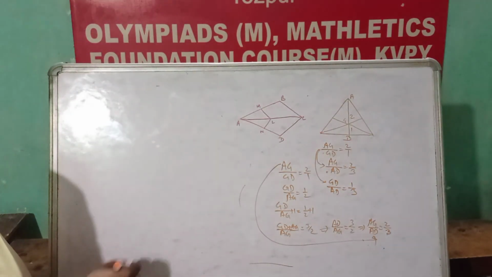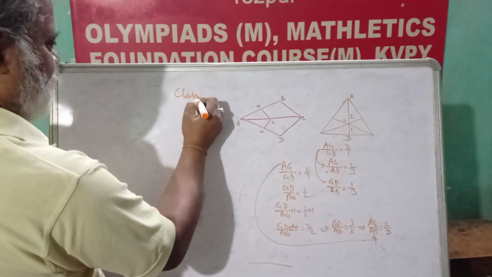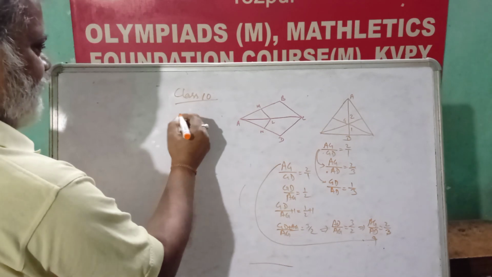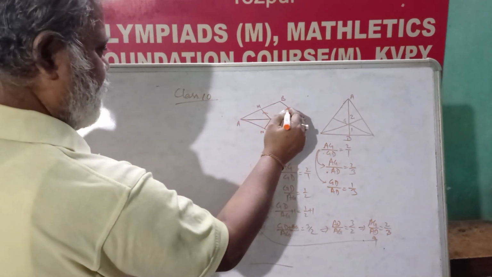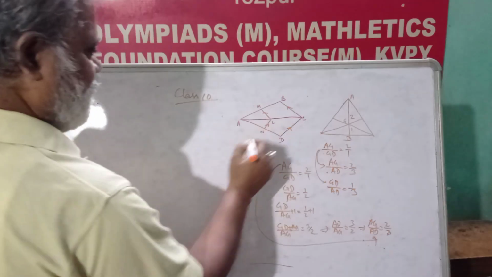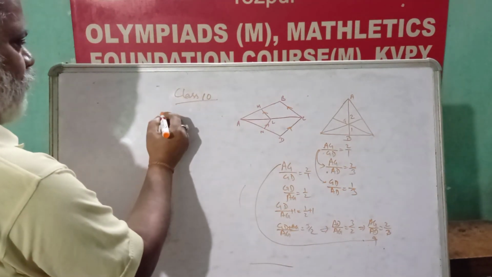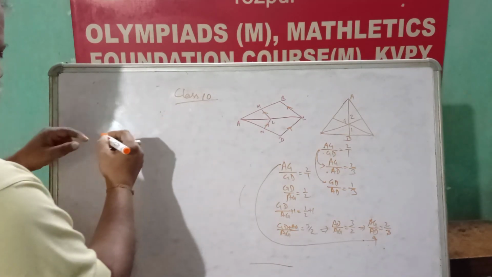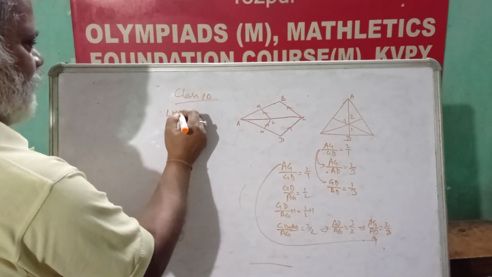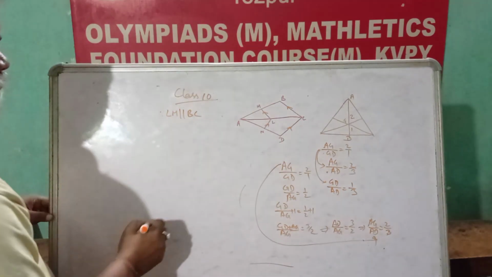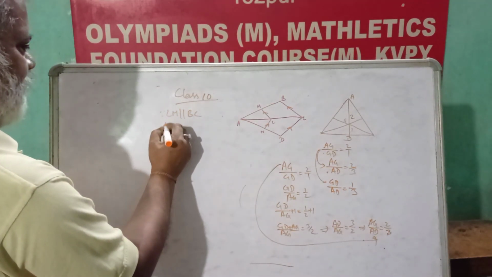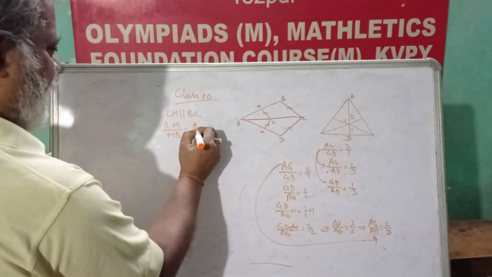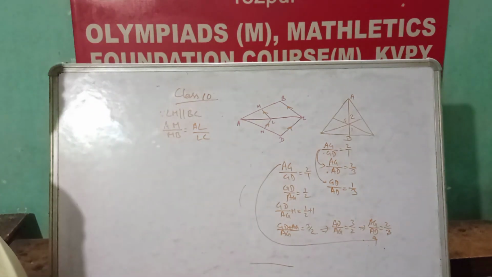This question is for class 10. This is from the basic proportionality theorem. Here LM is parallel to BC and LN is parallel to DC. It is given. So from the basic proportionality theorem, since LM is parallel to BC, it says that AM by MB is equal to AL by LC. This is according to BPT.